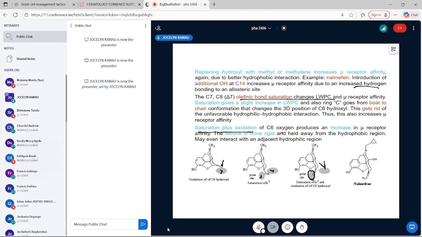Saturation plus oxidation of the carbon-6 oxygen produces an increase in the mu receptor affinity, as we have seen. The ketone is more rigid and held away from the hydrophobic region, and may even interact with an adjacent hydrophilic region. So I think that's what I wanted to explain, that is what explains why the structural modification at position number 6 and position number 7, 8 has an overall effect on the activity of these compounds. I hope that is clear.